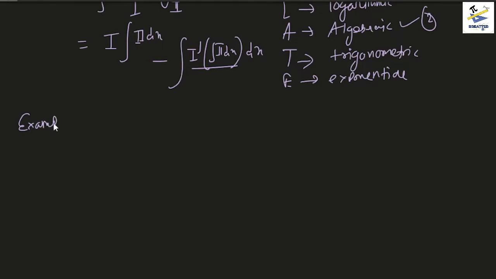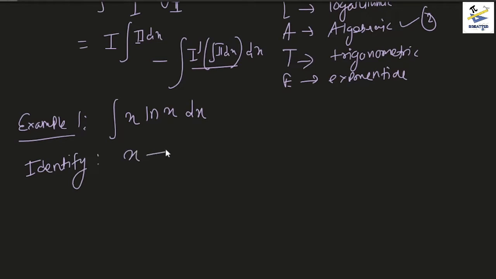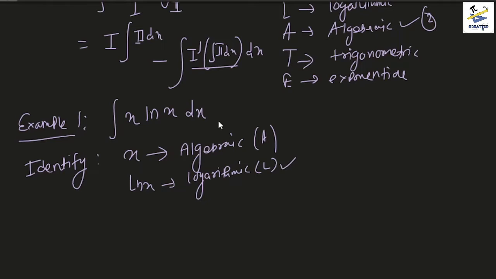Example 1. Let us find out the integral of x log x dx. Okay, so identify: x is an algebraic function, right? ln x is logarithmic. So which one is more up the list? Obviously L, right? So L should be treated as the first function and x should be treated as second function.